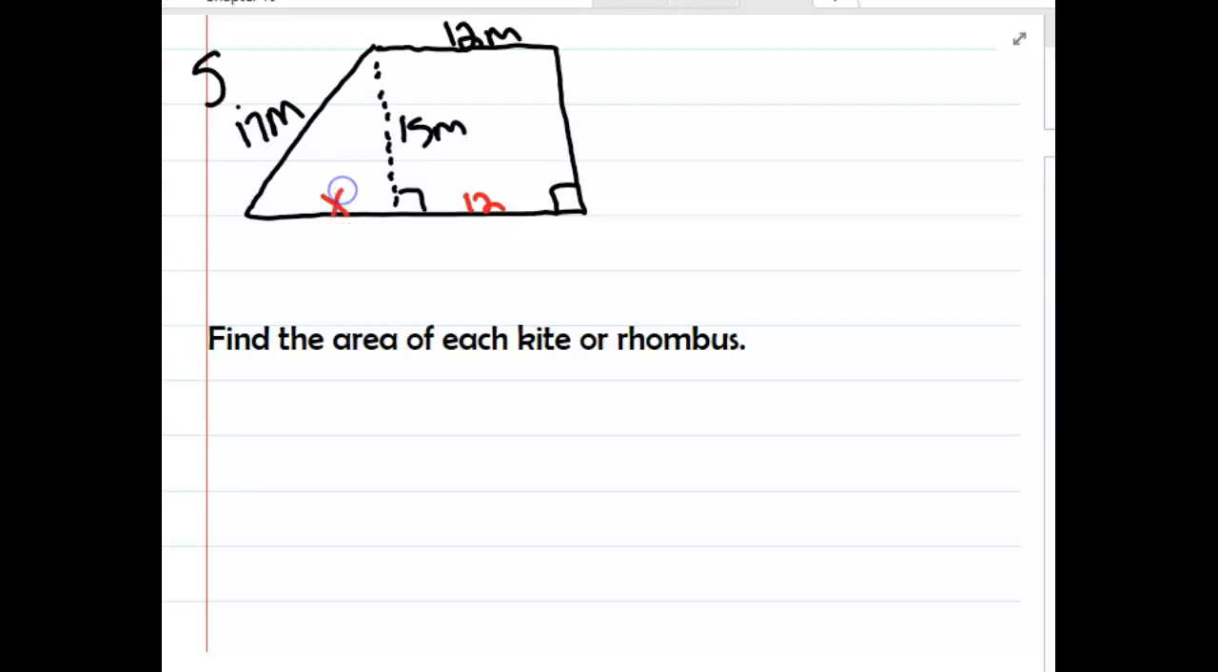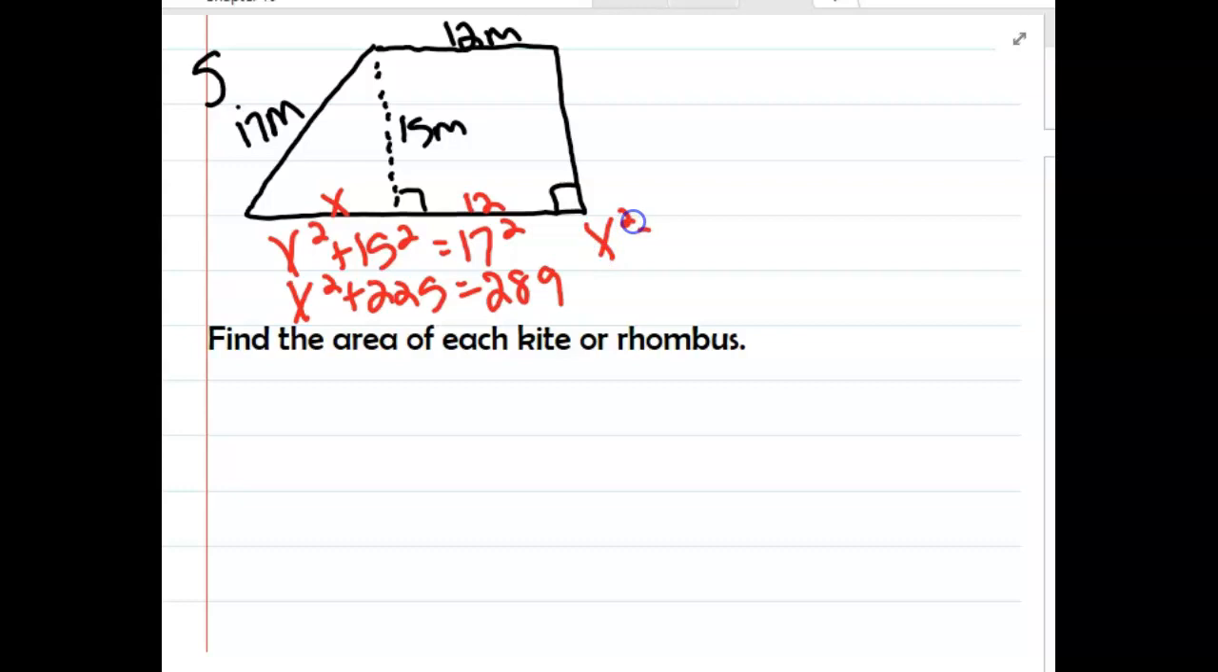Pythagorean theorem. So if I were to apply the Pythagorean theorem here, the sum of the squares of the legs, so if I take x squared plus 15 squared, the two legs, square them and add them, it should equal the square of the hypotenuse. So equals 17 squared. So it'd be x squared plus 225. 17 squared gives me 289. Subtract your 225 from both sides, and you should get 64. Take the square root of both sides, so x is 8.